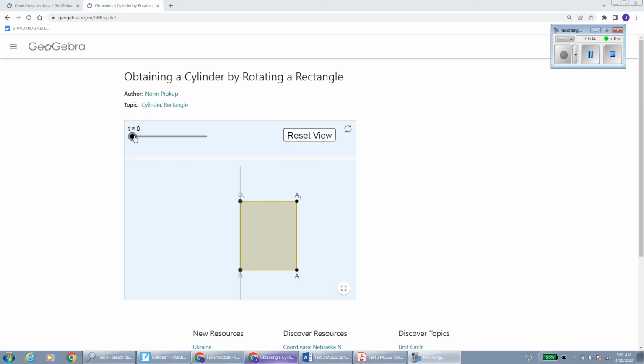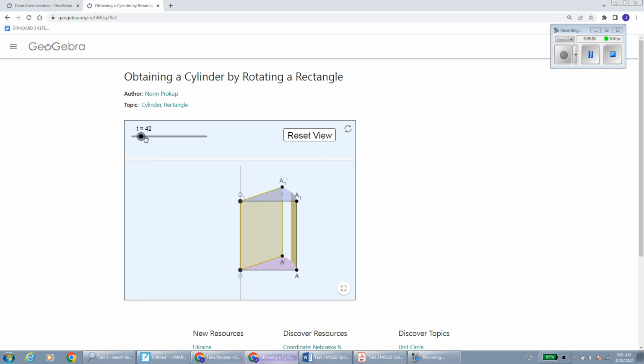Here I have a visual to show you how a cylinder is formed by rotating a rectangle continuously around a line. So just keep watching as we rotate the rectangle around and around. It becomes a cylinder. And we can undo that. We can unrotate it all the way back around. And look, it's a rectangle. I'll do that one more time so you can see. There we go.